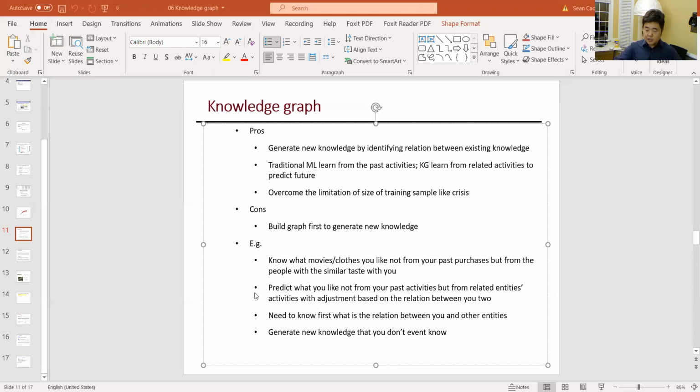And the cost is, you need to build a network. You have to identify who is positive to me, who is negative to me. You have to build a whole network for everyone in a Netflix or in a society. I will give you guys examples. What do I mean by the whole database? Okay, so basically that's the idea of the knowledge graph.